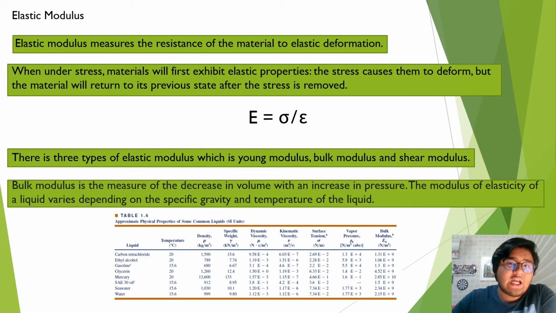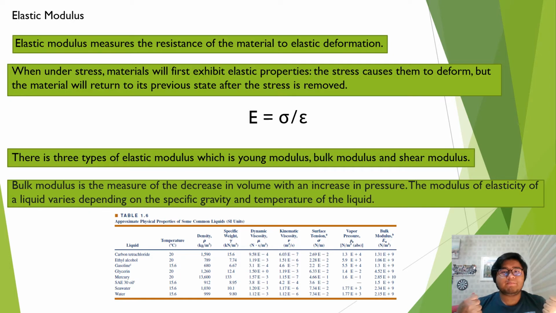So just now we have learned about stress and strain. So let's move on to elastic modulus. Basically, elastic modulus measures the resistance of the material to elastic deformation. So why do we want to find the value of elastic modulus? Because we want to measure the resistance of the material to elastic deformation. So I will give you the explanation. When under stress, materials will first exhibit elastic properties. Okay, the stress will cause them to deform, but the material will return to its previous state after the stress is removed. So I give you one easy example, which is rubber.